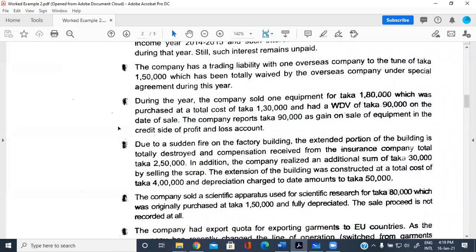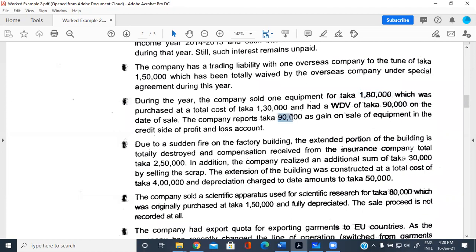Just try to understand. Out of this total gain, can we make a breakdown of the revenue gain and the capital gain? This 90,000 is total gain. How is this 90,000 total gain? Because we see the written down value is 90,000 and we have been able to sell the equipment at a price of 180,000. What is the gap between these two? 90,000. That means the total gain is 90,000.